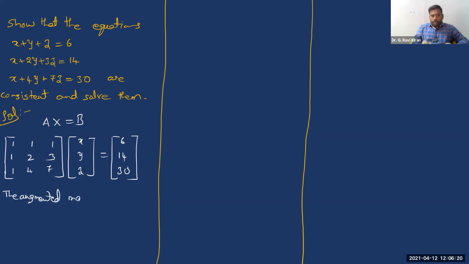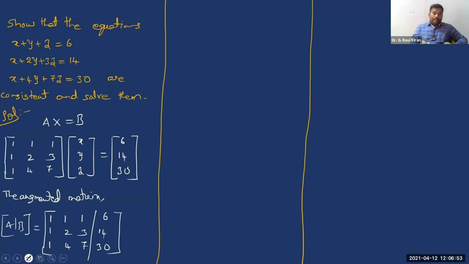So to find out the ranks of those two, I'm just writing the augmented matrix. AB is equal to, see, I'm writing matrix A first. Then as the fourth column here, we can write matrix B, the right hand side values, 6, 14, and 30. So this is your augmented matrix. Now, to find out the ranks of A and the augmented matrix, we need to reduce this into its echelon form.